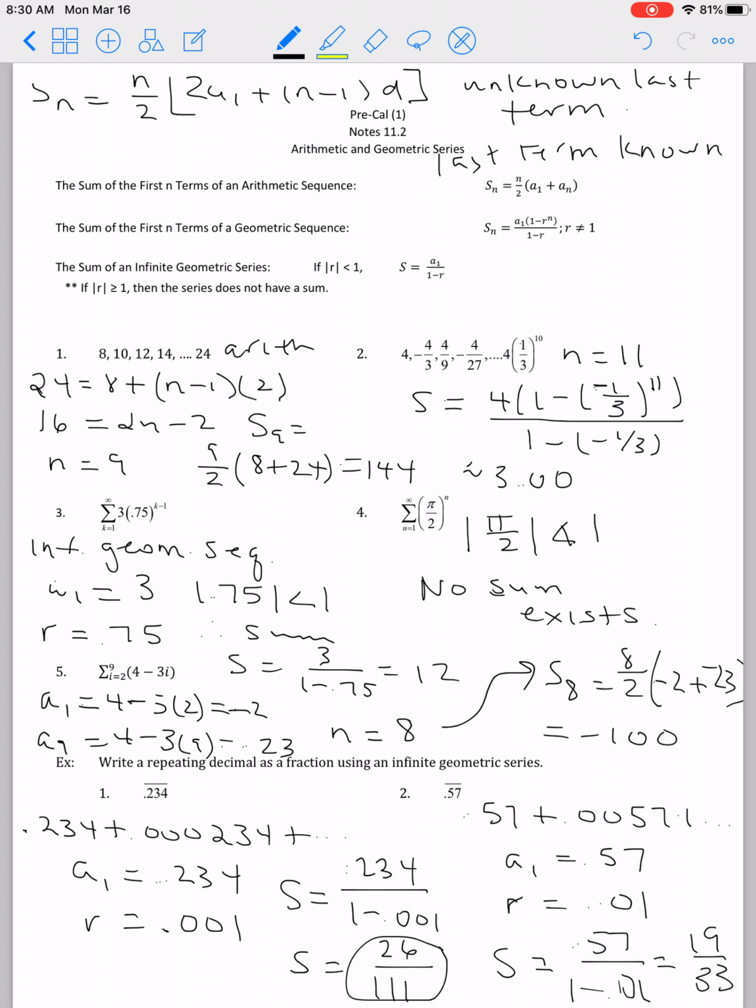And that'll do it for this lesson on geometric and arithmetic series.